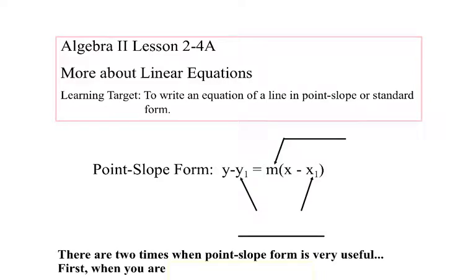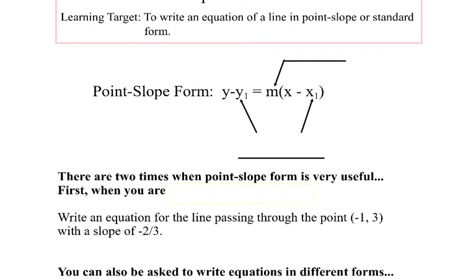Today we're going to look at section 2.4a. We're studying lines and linear equations, and our focus today will be on writing an equation for a line that's in point slope form or in standard form. So we're going to start with point slope form.